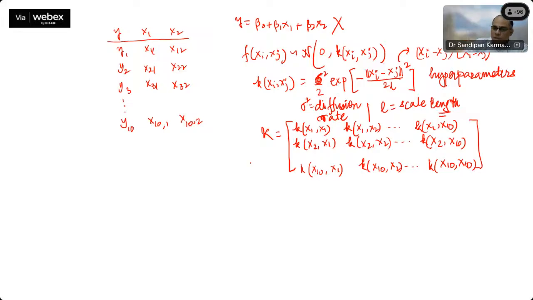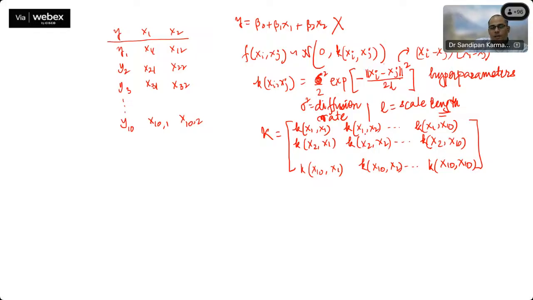Now if it is the same vector, that is x1 and x1, suppose, then it will be having the same vectors, right? So for the same vectors, this will be x1 minus x1 whole square, and it will be 0, and exponential of 0 is 1, right? And this will be having a quite large value depending upon sigma square. Depending upon the sigma square value, it will be a very large value.